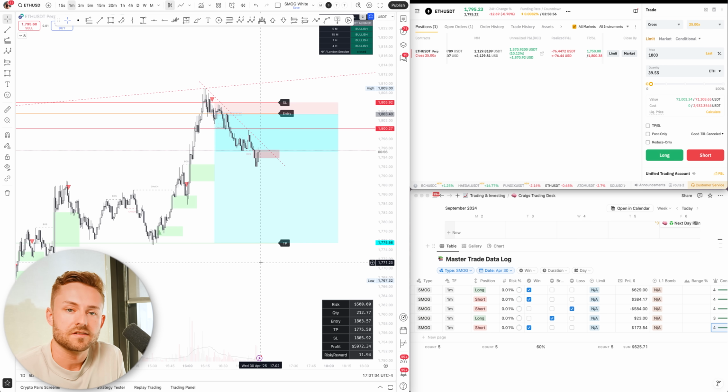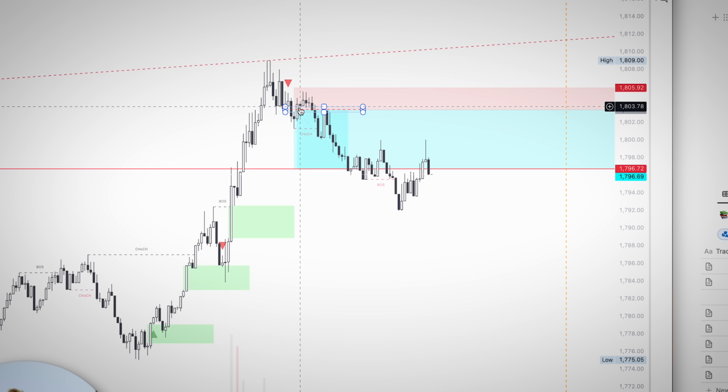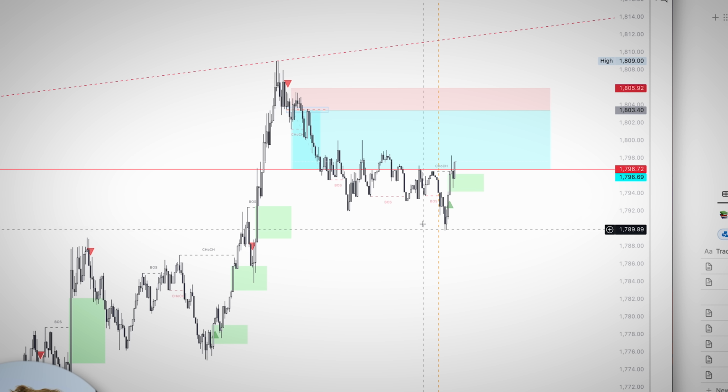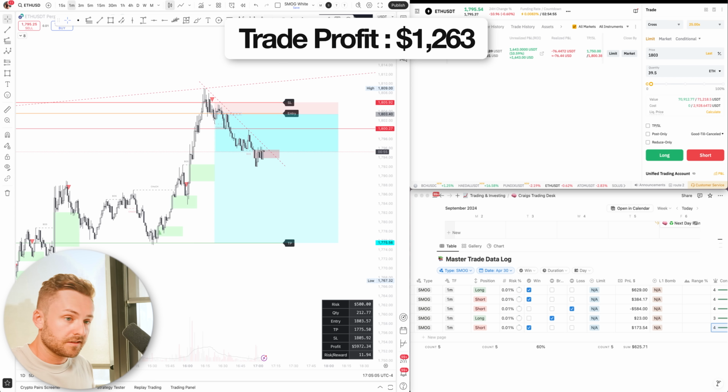So yeah, I'm just going to let this trade continue to move. We're up about $1,600 right now. Trade's looking good. We locked in 1,263 on that trade. All right, so let's see if we can take another trade.